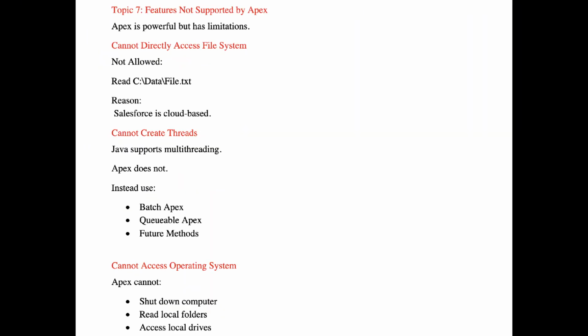Topic 7. Features not supported by Apex. Apex is powerful but has limitations. Cannot directly access file system. Not allowed. Reason. Salesforce is cloud-based. Cannot create threads. Java supports multithreading. Apex does not. Instead use Batch Apex, Queueable Apex, Future methods.